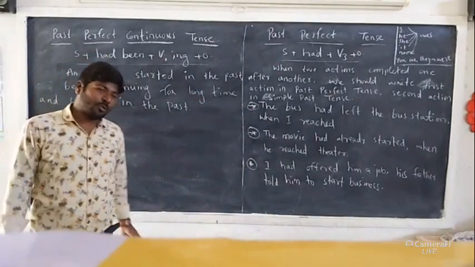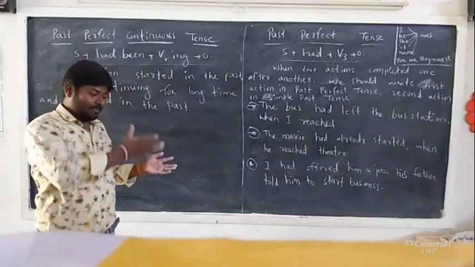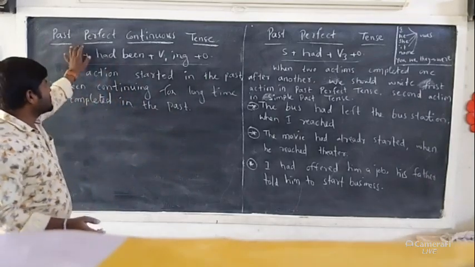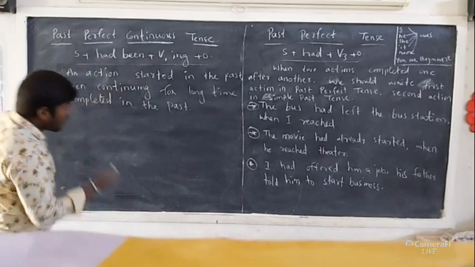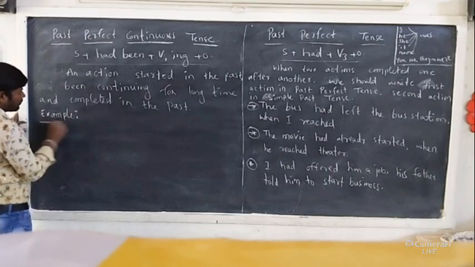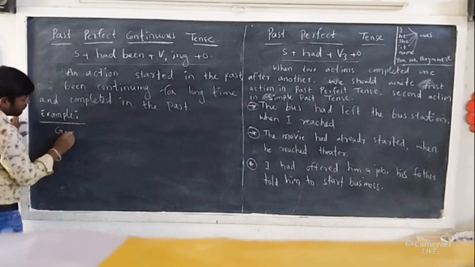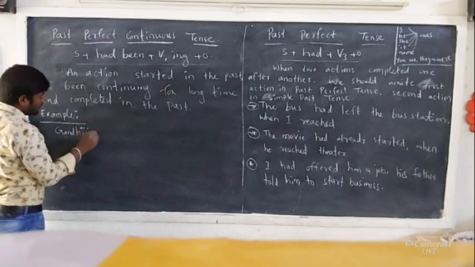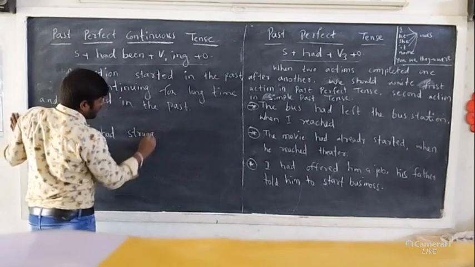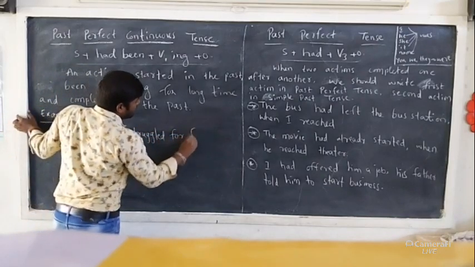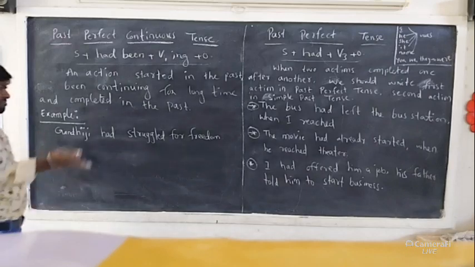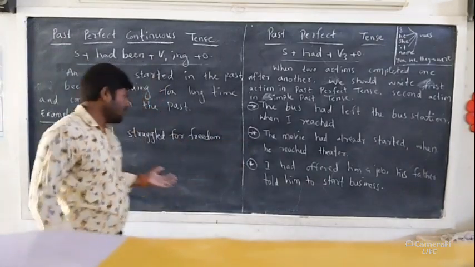Okay, we can write it in simple past also. But when we explain an action clearly to anybody, at that time we use this tense. Example: Gandhiji had been struggling for freedom. Okay, for 40 years you can write. If you do not write it, no problem.